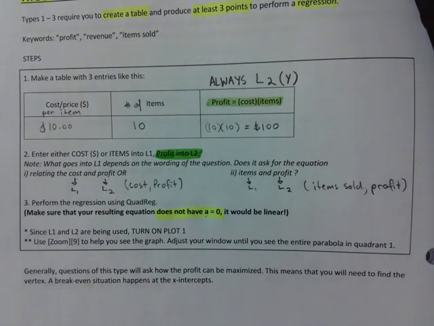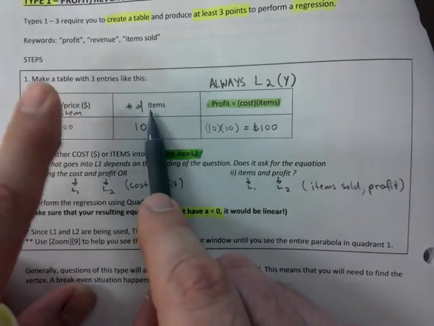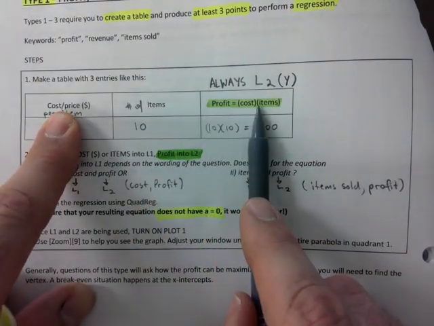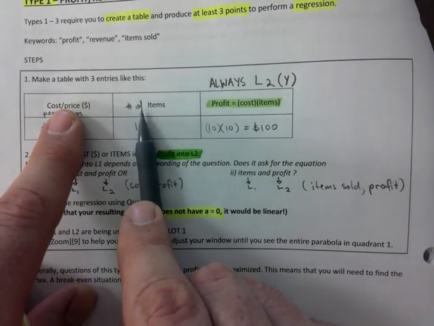Because it happens. Students do this all the time. This is the most common mistake, especially exam time. You haven't done this in a while. Students put L1, L2, right? They put these two into L1 and L2. They forget about profit being the L2. And if you put these two in, you will get a linear equation.